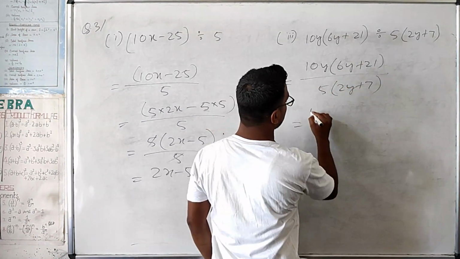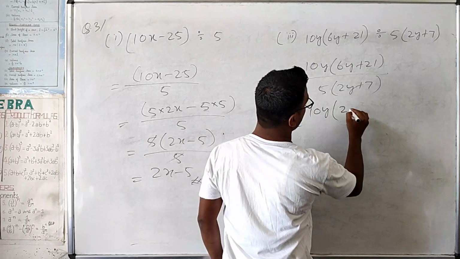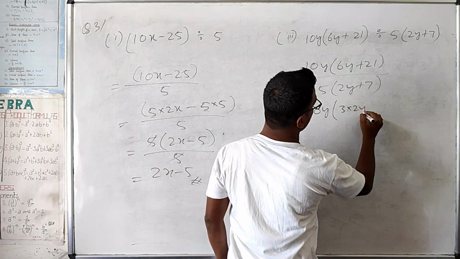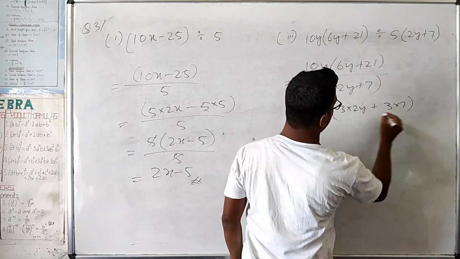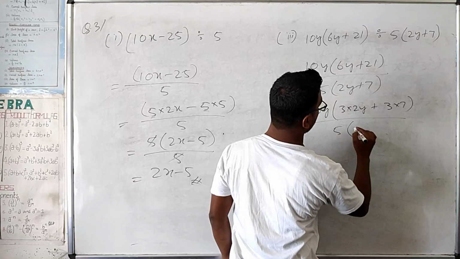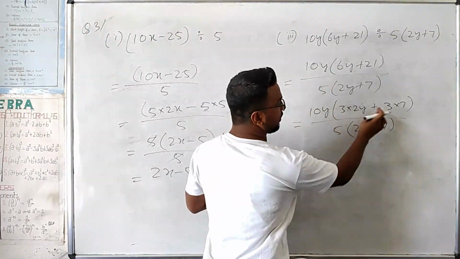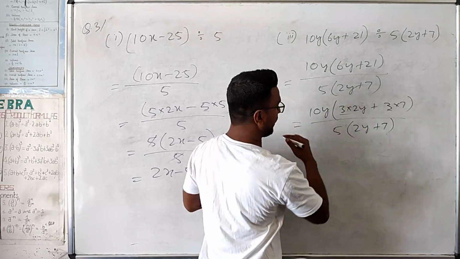So this can be written as 10y, 2 into 3 into 2y plus 3 into 7, divided by 5, 2y plus 7. So take out the common factor. Common factor is 7. Take it out.